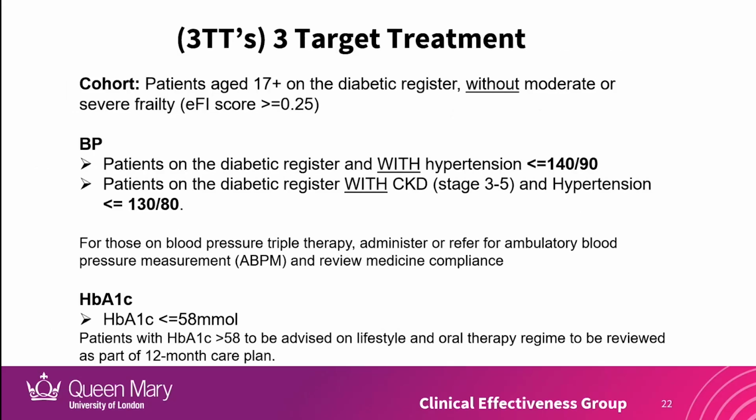So, the three treatment targets. You have cohorts for your BP and HbA1c, which is patients 17 plus, without moderate or severe frailty, and it does also exclude any newly diagnosed patients in the last 9 months. Patients on the diabetic register with hypertension should have a BP under or equal to 140/90. Patients on the diabetic register with CKD stage 3 to 5 and hypertension should be under or equal to 130/80. And then you've also got your HbA1c, which hasn't changed.